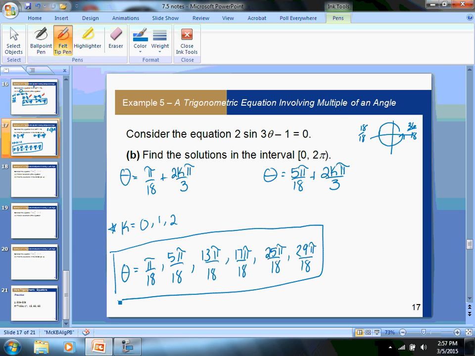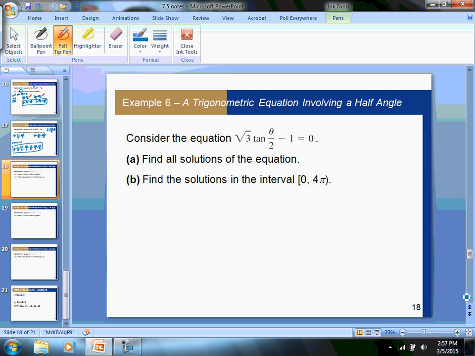Okay, so we're going to try that again in this example. We're just going to be working with tangents now instead of the sines. And we're still going to find all the solutions to the equation, and then we'll find them on the interval 0 to 4 pi this time.